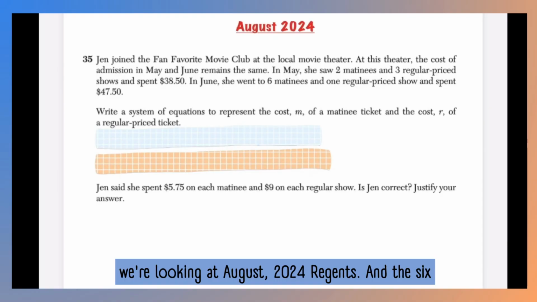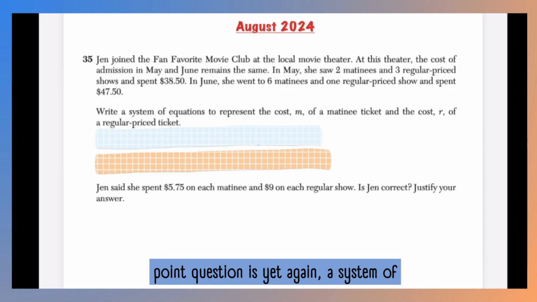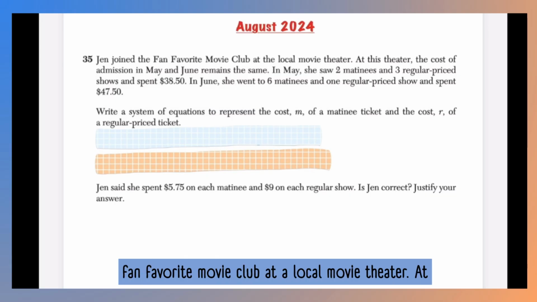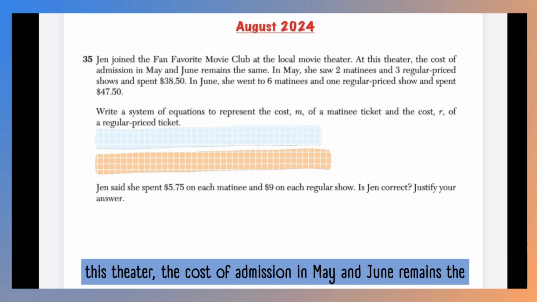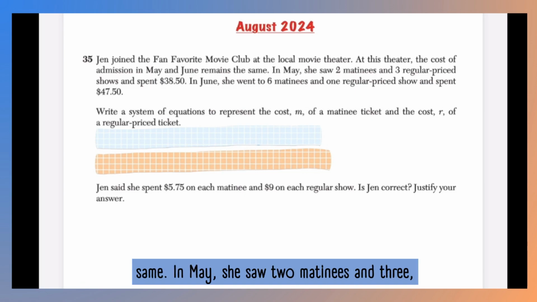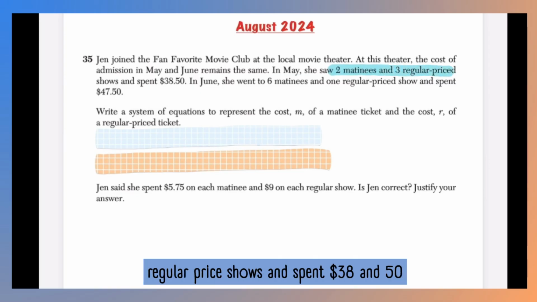Now we're looking at the August 2024 Regents, and the 6-point question is yet again a system of equations word problem. Jen joined the fan favorite movie club at a local movie theater. At this theater, the cost of admission in May and June remains the same. In May, she saw 2 matinees and 3 regular price shows and spent $38.50.